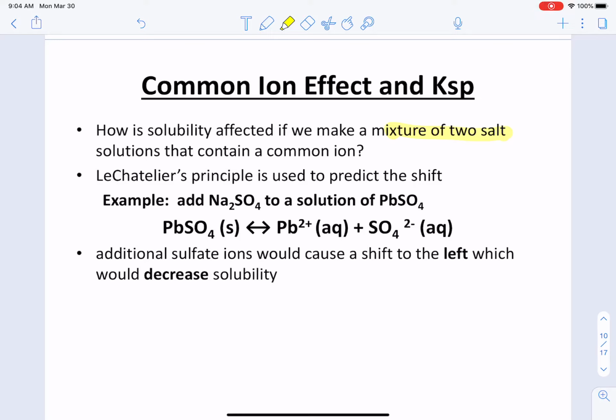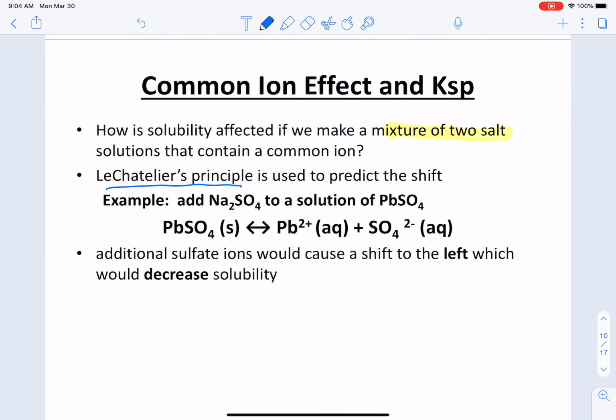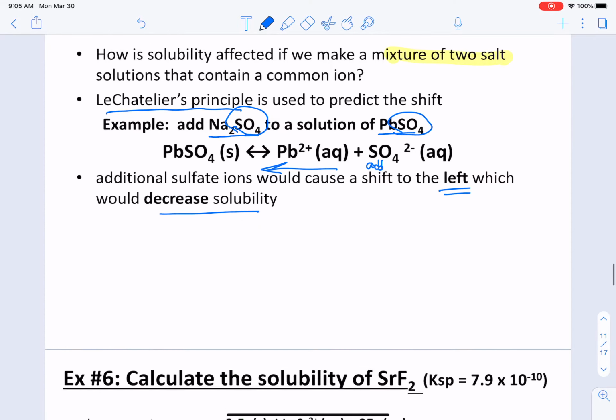So we will talk about Le Chatelier's principle here. That is relevant. Again, we've talked about that before. Le Chatelier's principle helps us predict which direction the system will shift, whether it's towards the left or to the right. In this example, we're talking about adding sodium sulfate to a solution of lead(II) sulfate. Obviously it is the sulfate ion that is the common ion. If we add more, we would expect the equilibrium to shift to the left to use up those excess sulfate ions. So additional sulfate ions cause that shift to the left, and it will decrease solubility.